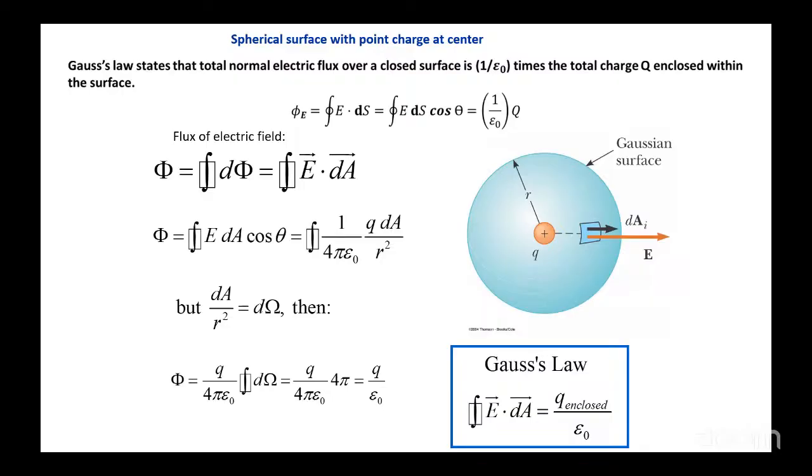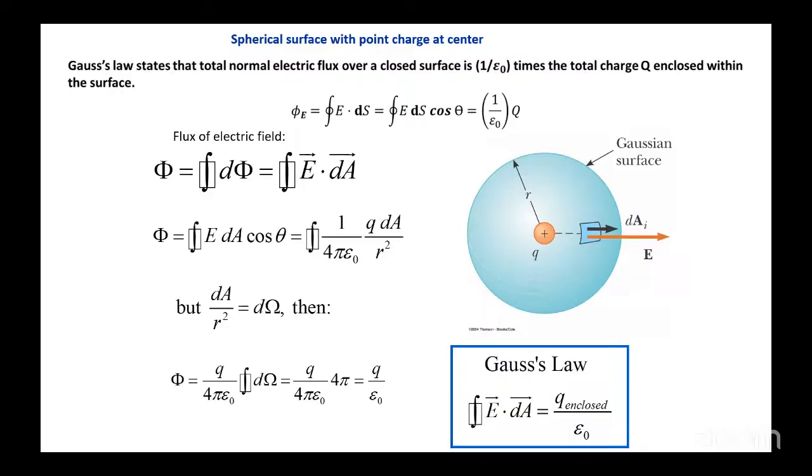So here, the normal electric flux over any closed surface is equal to 1 by epsilon naught times the total charge enclosed within the surface. That is the statement of Gauss law. But our aim is that you need to prove that statement. First of all, write down the statement in the form of an equation. Later on, you have to prove it.